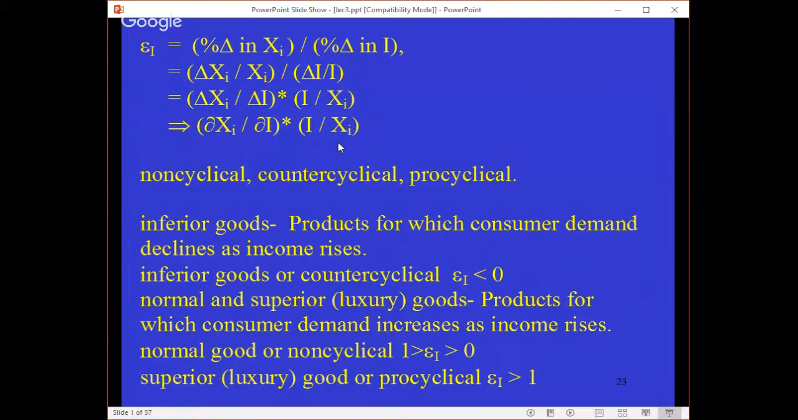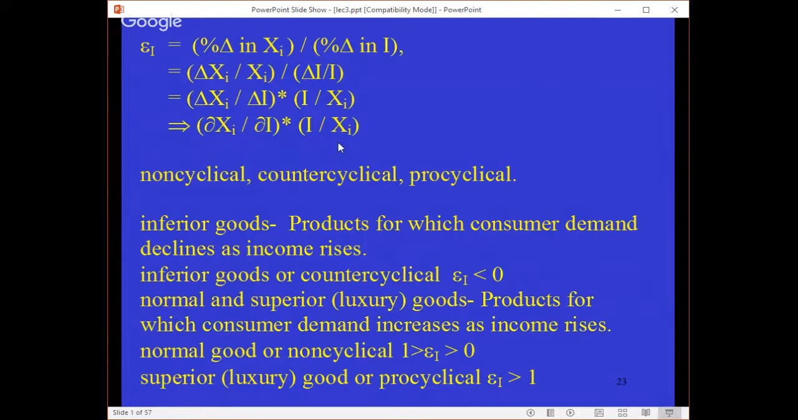So we can think of those as cyclical. These are non-cyclical. Basically, they have an income elasticity close to zero, and we buy those in recessions, and we buy those when things are going well. Think of toilet paper. But inferior goods we can think of as counter-cyclical. When we're in recession, we buy more of them. When things are going good, we buy less of them. And normal goods and luxury goods we can think of as pro-cyclical. Things go up, things go down.